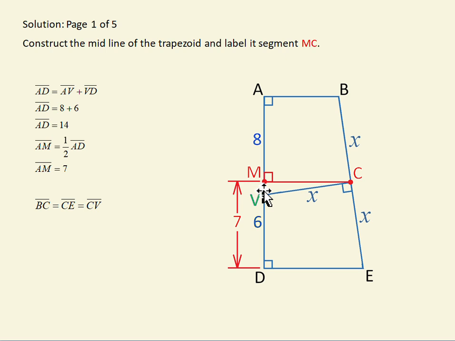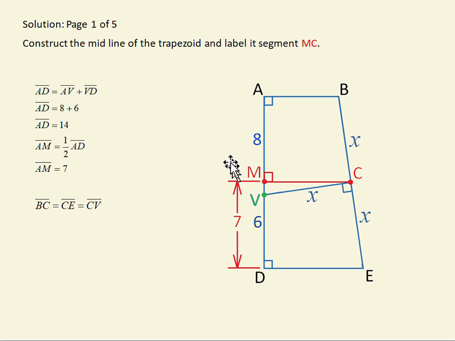It is important, however, to understand that the midline, MC, bisects AD, but it also bisects BE. BC, CE, and CV are all congruent. That's these three, and I labeled them with X just to make it easier to follow.